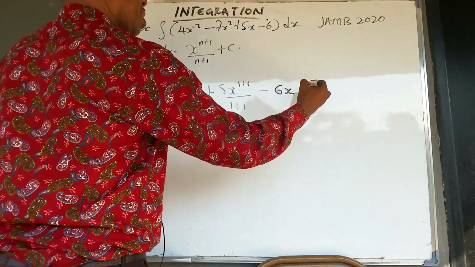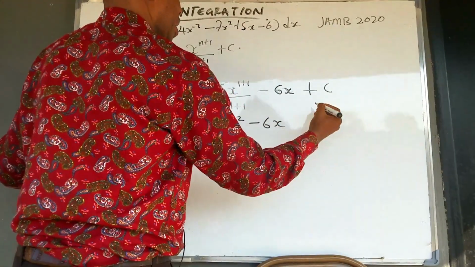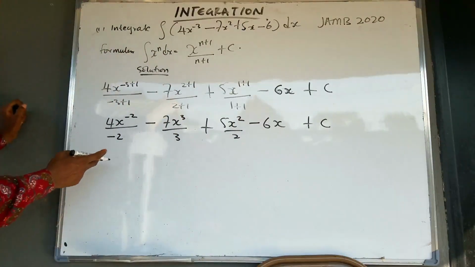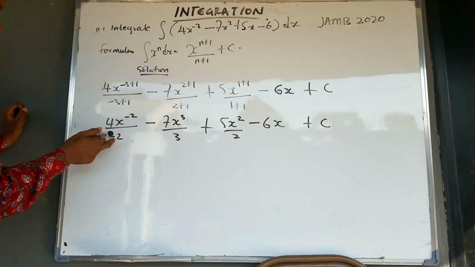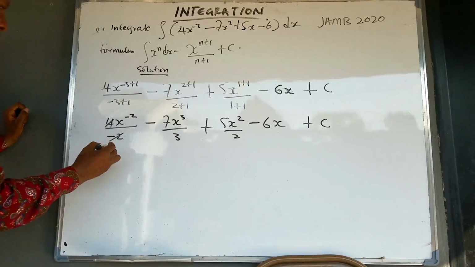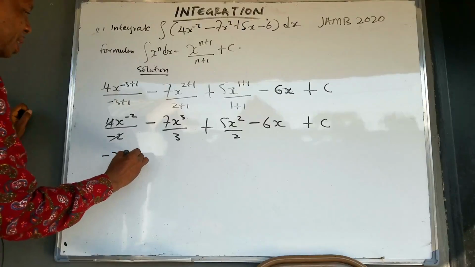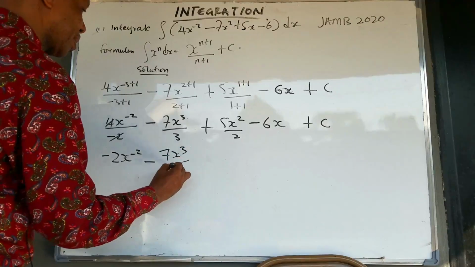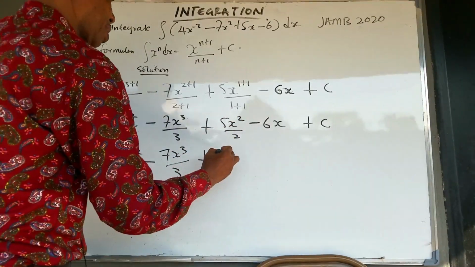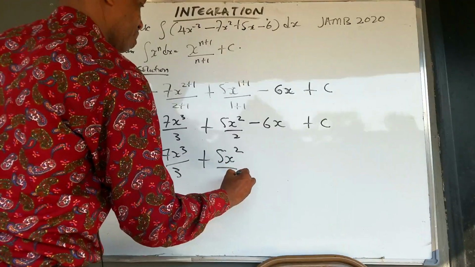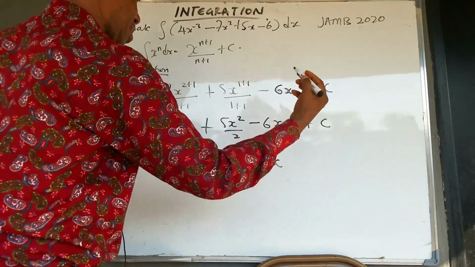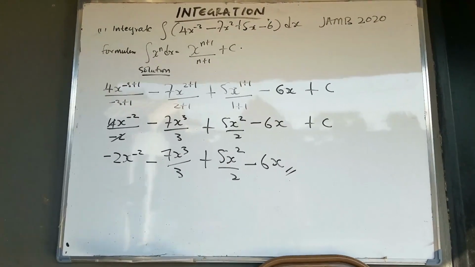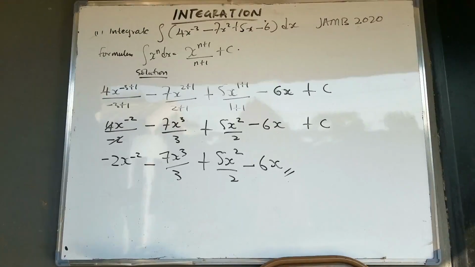Remember, in some cases in the answer you have plus c or plus k, as the case may be, depending on the options in your question, in the JAMB question. Now with this, the minus 2 here and the 4 here can cancel. So we now have minus 2x to the power minus 2, minus 7x to the power 3 over 3, this cannot cancel so leave it that way, plus 5x to the power 2 over 2, minus 6x. So that's the answer to that particular JAMB question on integration in the year 2020.